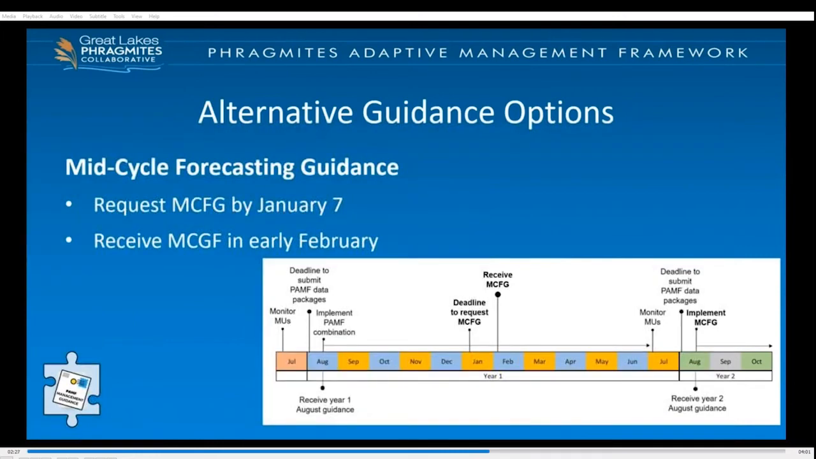Mid-cycle forecasting guidance is generated through the same model that provides guidance in August for each year and recommends the management combination that is most likely to be the optimal August guidance. PAMF makes this determination by predicting the chance of the occurrence of each invasion state following your current management actions.